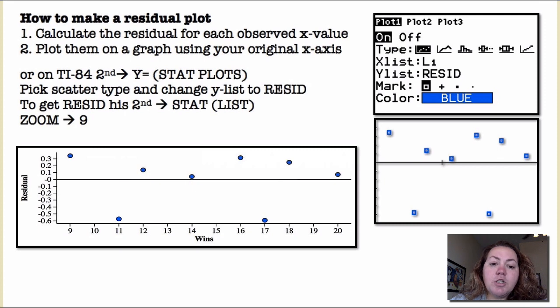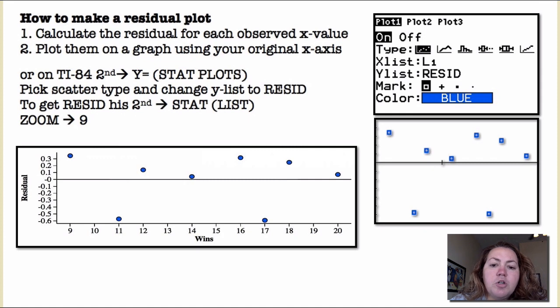How to make a residual plot. First you have to calculate the residual for each observed value. Remember that your residual is your actual minus your predicted. And then plot them on the graph using your original x-axis. So you keep your x-axis the same, and you plot the residual amount, which is actual minus predicted. Some of them are going to be positive, some of them are going to be negative. Or you can do this on your TI-84.